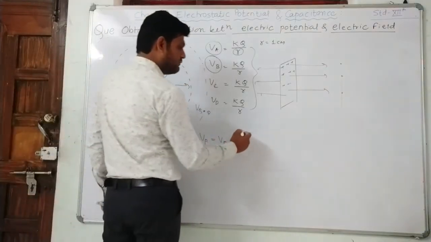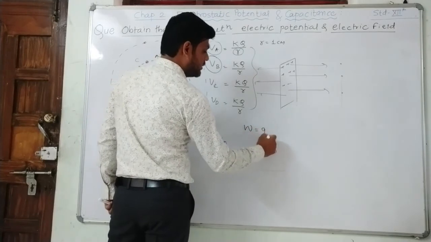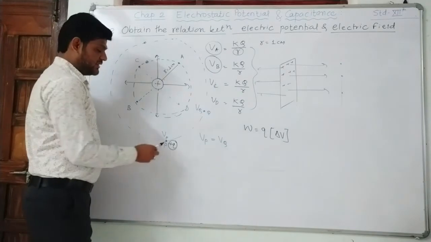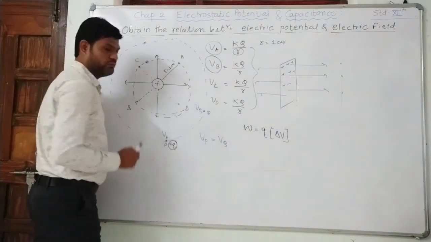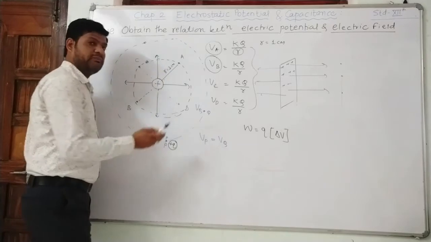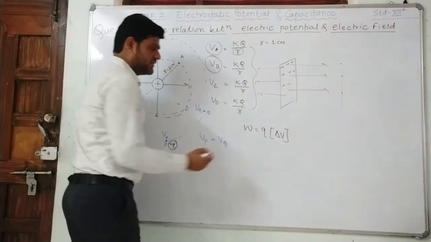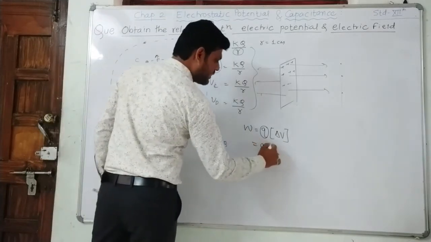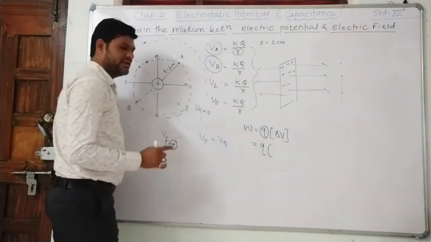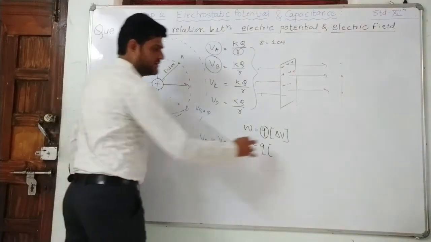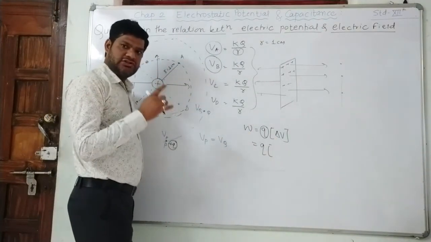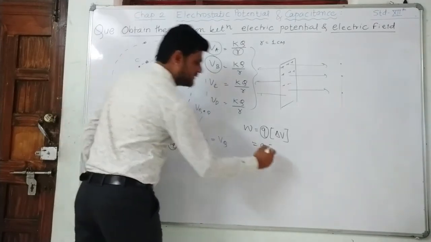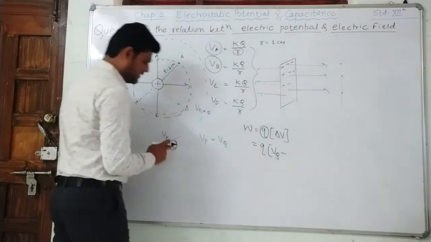So we know the formula for work done, W equals Q into delta V. We want to carry the plus Q charge from P to Q, so we must know the potential difference between point P and point Q. Potential difference is the potential of the final point minus the potential of the initial point. What is the potential of the final point? That is VQ. What is the potential of the initial point? That is VP.